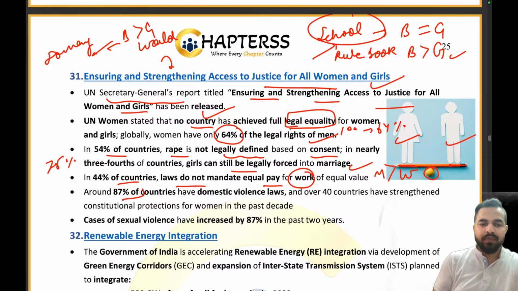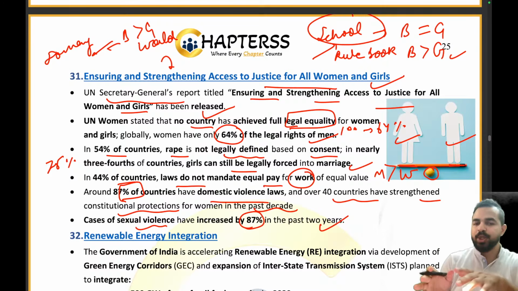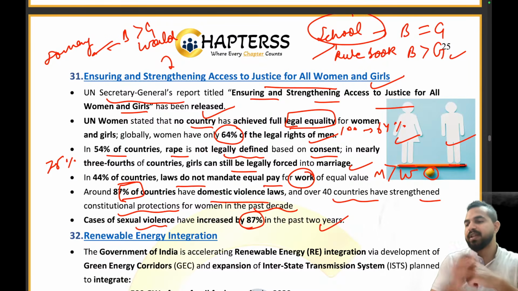Around 87% of the countries have domestic violence laws, and over 40 countries have strengthened constitutional protections for women in the past decade. Cases of sexual violence have increased by 87% in the past 2 years. So in the past 2 years, the cases of sexual violence have increased by 87%.